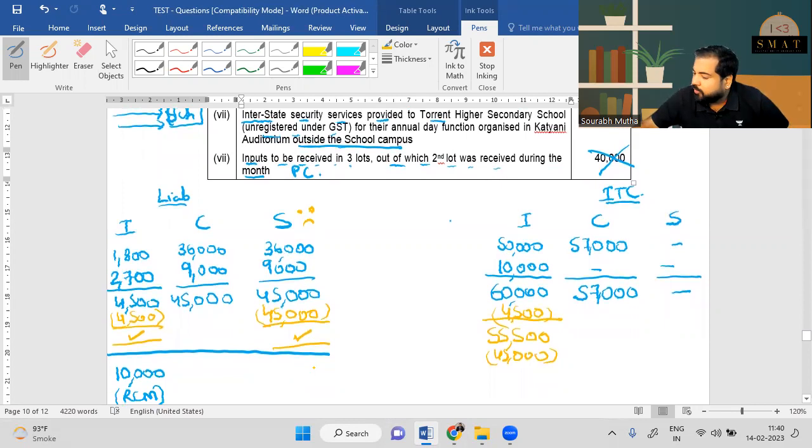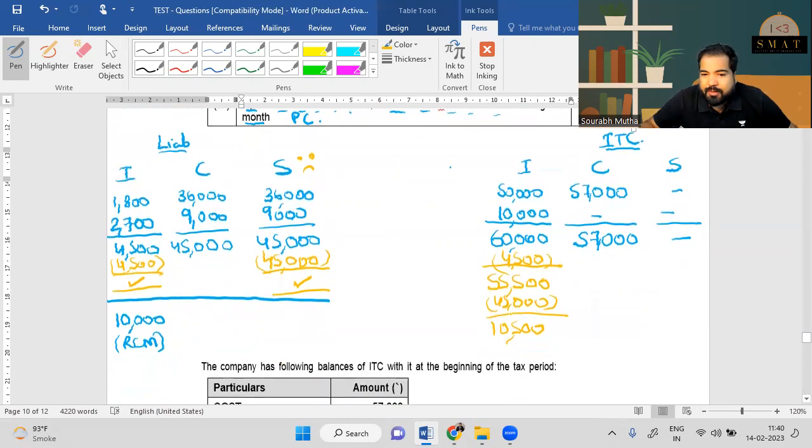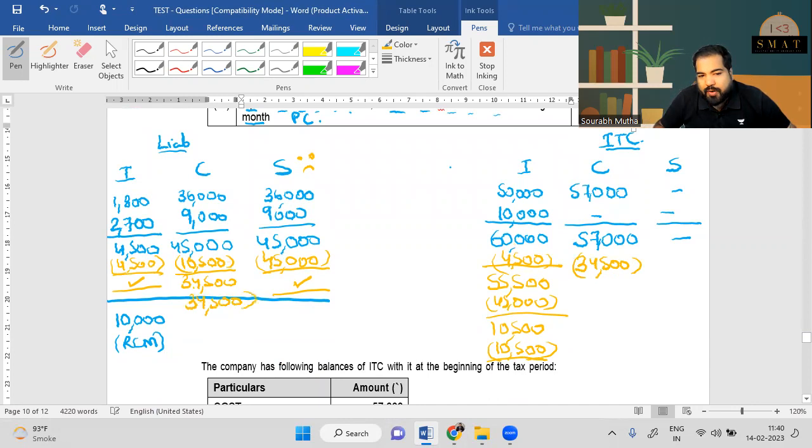How much remains if you take 45,000 here? 10,500. Now at least can I use CGST? No. First you have to finish this IGST. So I'm going to use this 10,500. Is this over? Yes. So this is 10,500. 45,000 minus 10,500 is 34,500. Now you have to use this CGST, 34,500 and 34,500. So is this finally paid off? Yes. So 34,500 minus 57,000, which is basically 22,500.